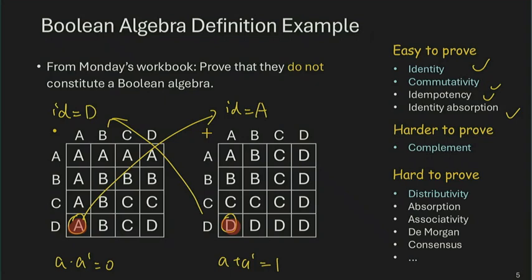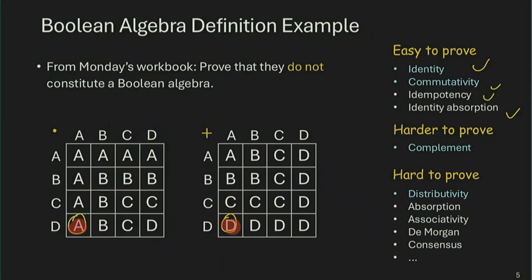Right? What I would do is I would just scan through, let's say, this column of the table and this column of the table, and see if there's some other variable that can be combined with B to produce A over here and D over there. And the answer is no.